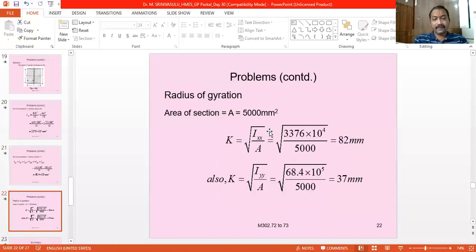So in this way we have found the moment of inertia of the given symmetrical I section about XX and YY, and also the radius of gyration about XX and YY, that is kx and ky. So these are the answers: kx is equal to 82 millimeters and ky is equal to 37 millimeters.